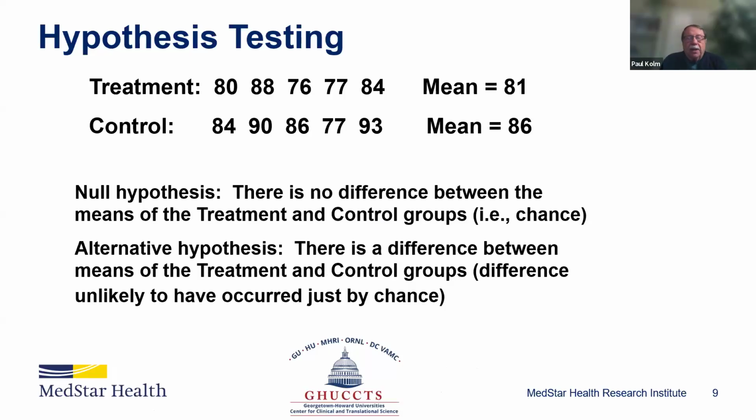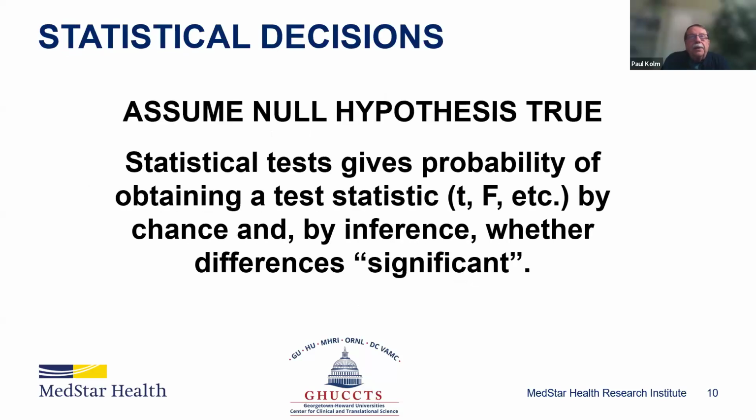But we're not going to be able to make an absolute statement about that, it's going to be based on probability. And so when we do statistics, we assume the null hypothesis is true, and then we compute our statistical test, t-test or chi-square, whatever it might be. And then that test, based on the t distribution or the normal distribution, the chi-square distribution, gives us a probability of obtaining the test statistic by chance. And that's what we call significant, if it can be rejected, that it's unlikely to have occurred by chance, or not significant.